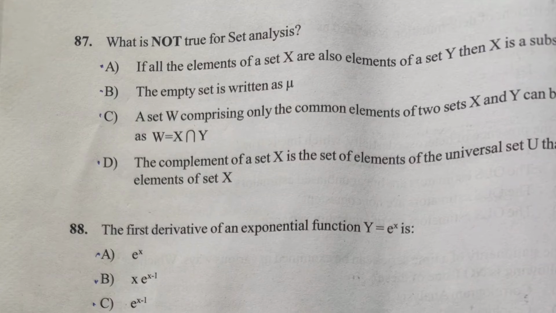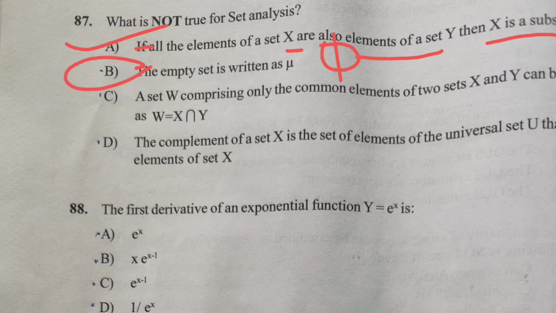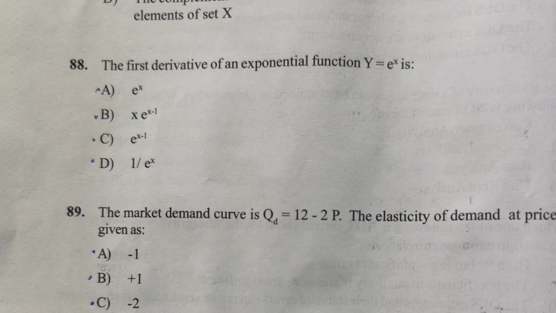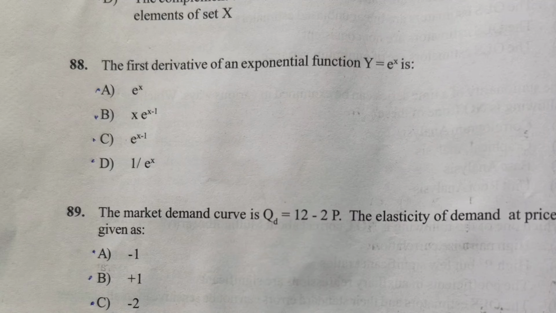Coming to the next question, which one of the following is not true for set analysis? If all elements of set X are also elements of set Y, then X is a subset of Y. That's true. The empty set is written by mu. No, it is shown by phi. So this is incorrect here. Then the first derivative of this function: the derivative of e to the x is in fact e to the x, so pretty easy. So it is e to the x.